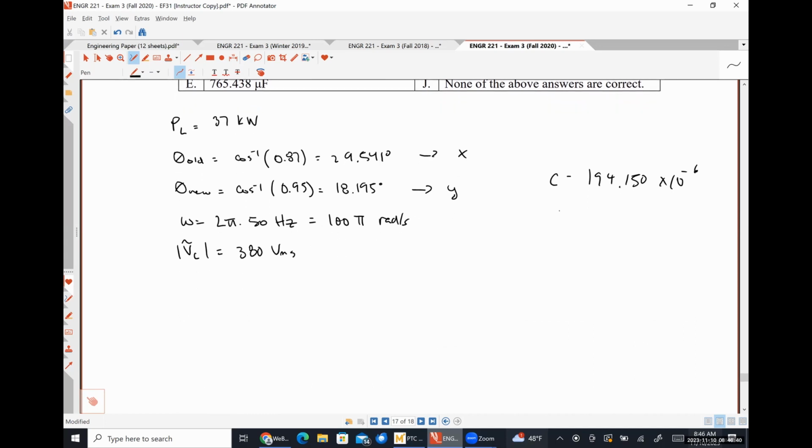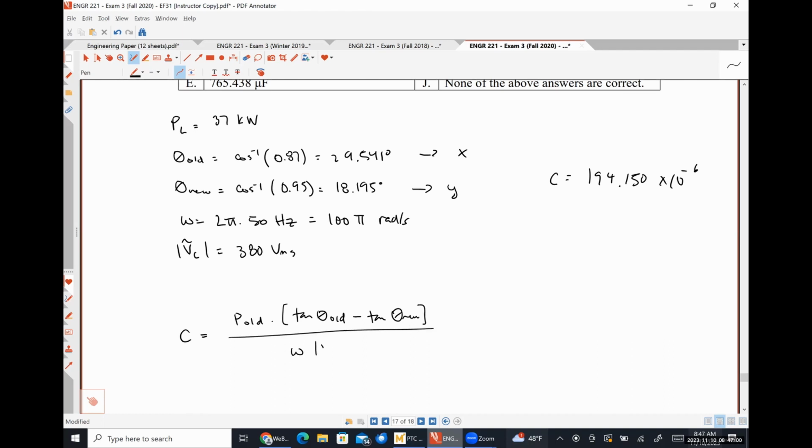So let's look at the units of this thing, right? So C is equal to P old times the tangent of theta old minus the tangent of theta new, divided by omega times the magnitude of the voltage squared, okay? So we have watts in the numerator, which is a volt times amp. In the denominator, we have omega, which is measured in radians per second, and volt squared. So this cancels.